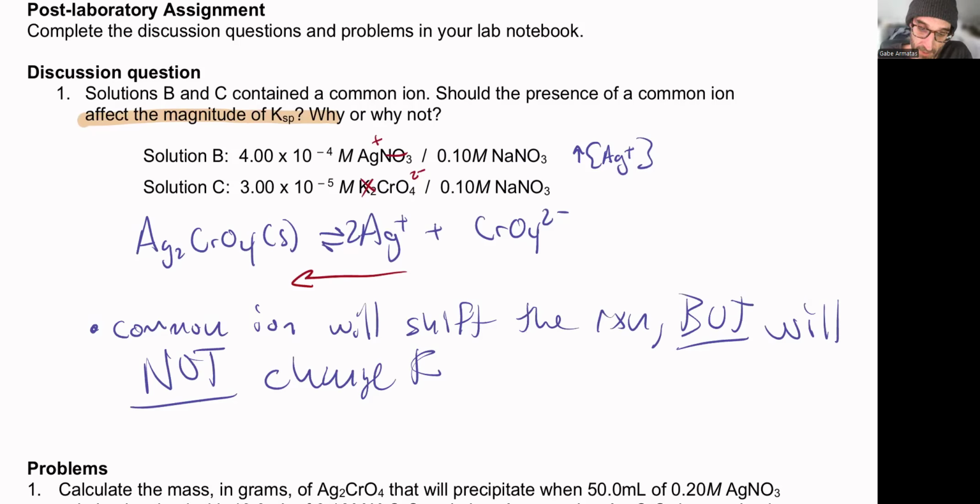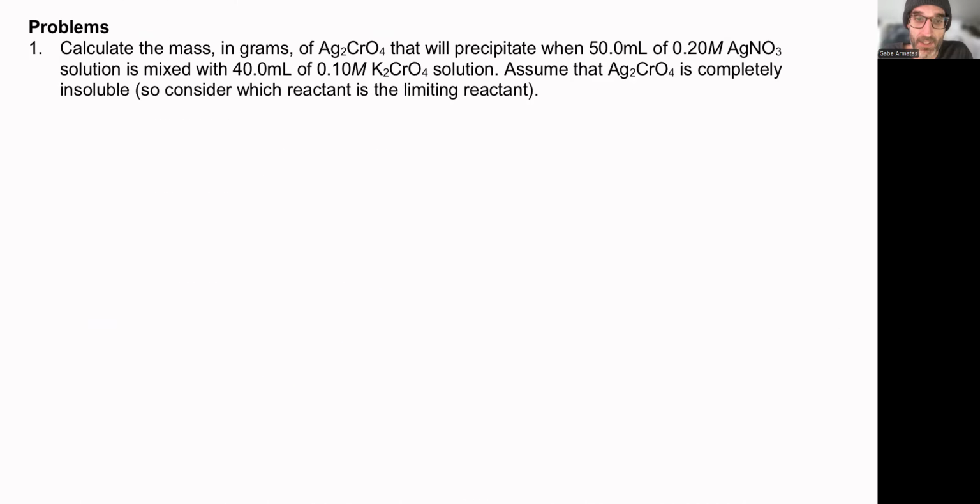Okay, so moving on. So problems. Calculate the mass in grams of the silver chromate that will precipitate out. All right. 50 mL of silver ions and 40 mL of chromate ions based on their concentrations.